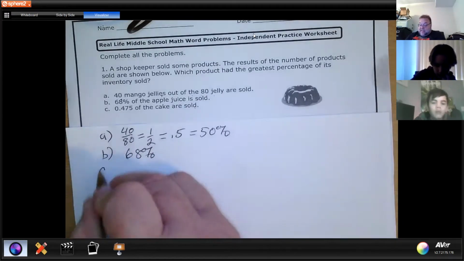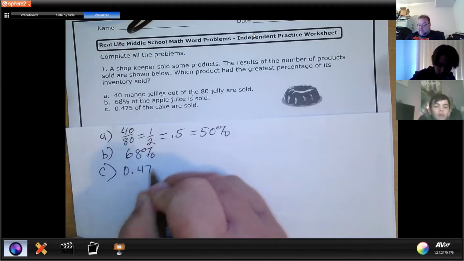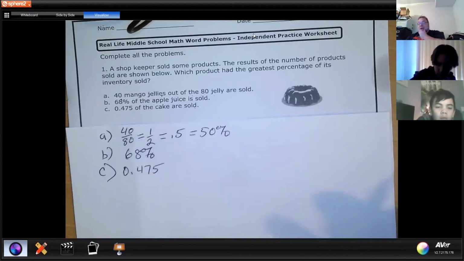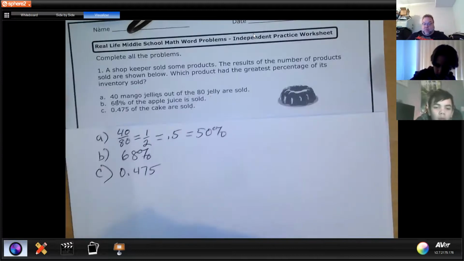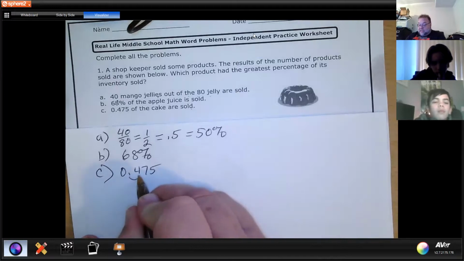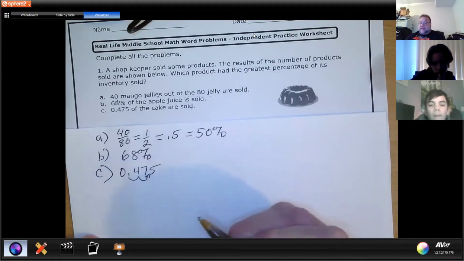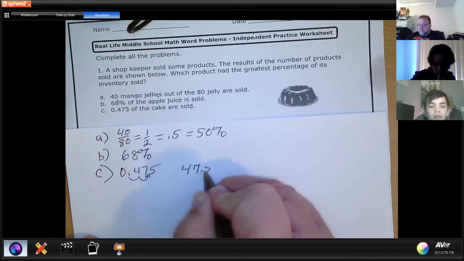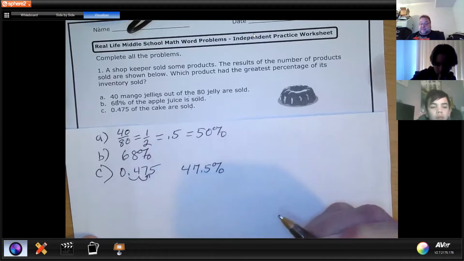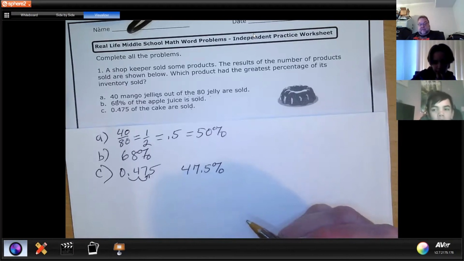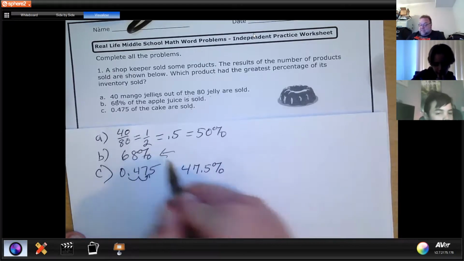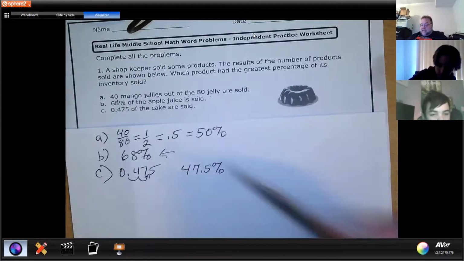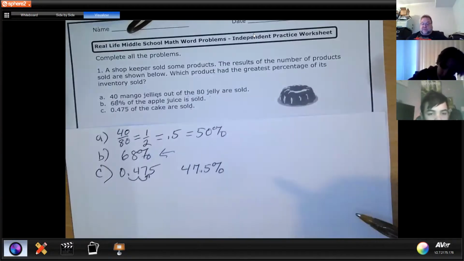And then finally, C is 0.475. Now, remember that when we're converting from a decimal to a percent, we're going to move the decimal point 2 spaces and 2 spaces only to the right, which gives me 47.5%. Yes? Any questions on that? So obviously that means that B is going to be the answer because it has the largest percentage of the three.